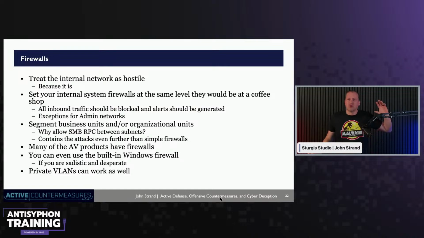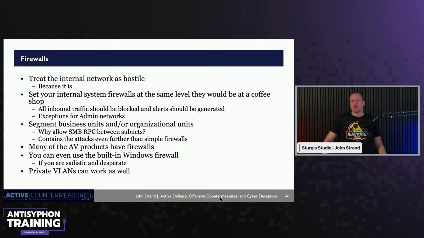All right. So when you go to a coffee shop, you sit down, you turn on your computer system. As soon as it sees that network, it's like, whoa, whoa, whoa, this is a public network, and it throws its firewalls up, right? All inbound traffic is blocked, and if you can, you generate an alert on it. You can also create firewalls where you're segmenting out the business units and your organizational units. We're going to talk about this after the lab because I decided we're going to do a lab right now because labs are awesome.